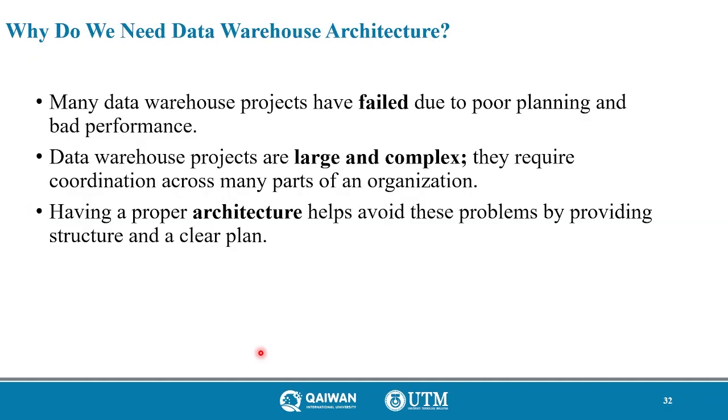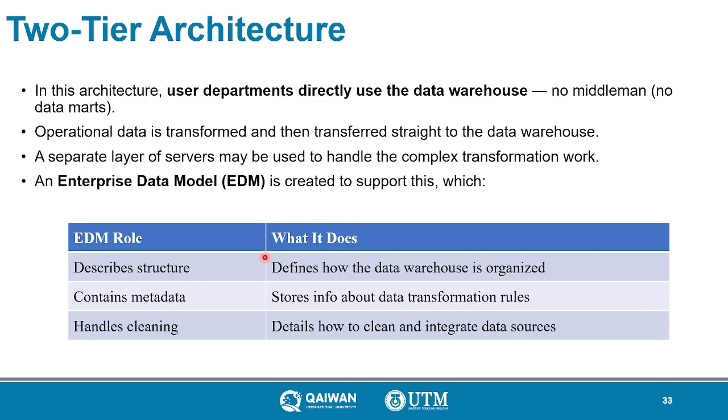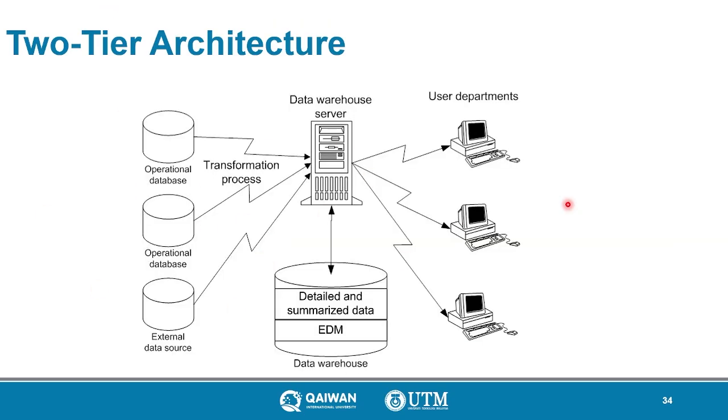Now, why do we need data warehouse architecture? Because the problem started with many projects having failed due to poor planning and bad performance. So data warehouse projects are large and complex. They require coordination across many parts of an organization. Now, having a proper architecture helps avoid these problems by providing structure and a clear plan. Now, we have a two-tier architecture, and this one is the two-tier architecture.